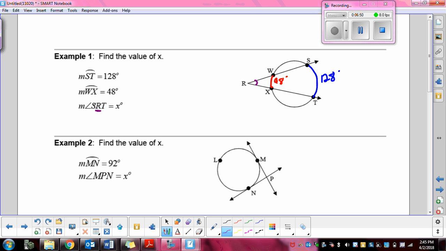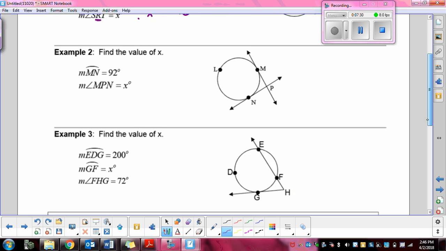So I'm going to use the formula. The measure of my angle, which we don't know, is equal to the big arc, which in this case is 128, minus the small arc, which is 48, divided by 2. Difference means minus. So when you plug this in your calculator, do the top first, or use alpha y equals. The measure of your angle R is x. We don't know what this one is. X equals, we're going to get 40. This is 40 degrees.